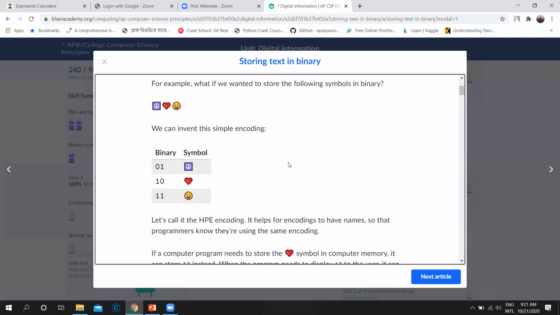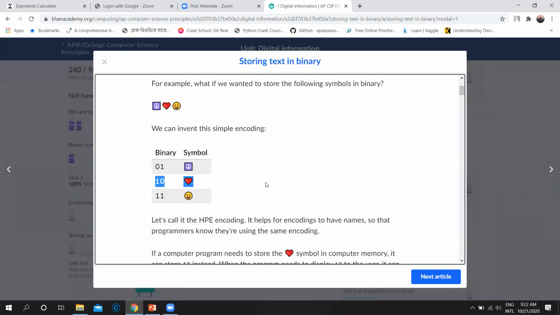For example, this is very simple. If you think about it logically, we can give a specific number for each sign. If I say this first sign is 0 1, heart is 1 0, and this smile is 1 1, this will be fixed for all computers. This is just an example. Whenever the computer gets 0 1, it will understand that this is this sign. Whenever it gets 1 0, it will understand that this is a heart sign. So it can easily convert it, or easily understand and express it.